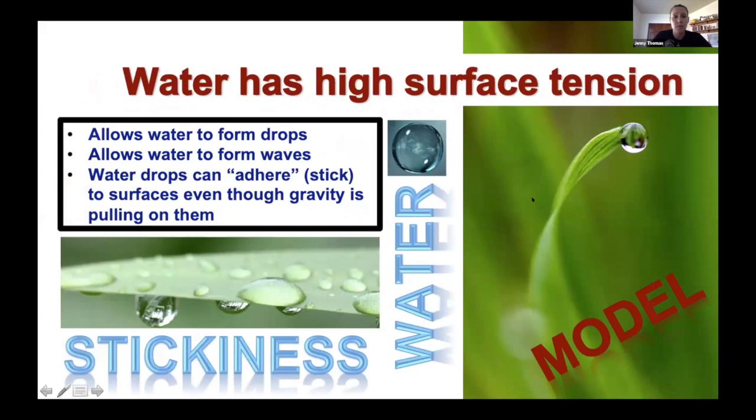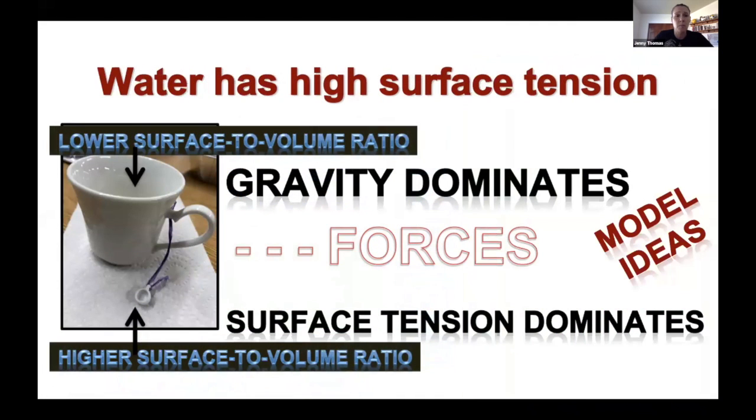Well, water has surface tension, and when we talk about smaller levels, it allows water to form drops. This surface tension allows water to form waves. Water drops can adhere or stick, and so that's the particle stickiness to surfaces even though gravity is pulling on them. These ideas are part of a conceptual model that if we understand these things, we can explain a lot of things about the world. And especially important, this idea that when we get really, really small, gravity no longer dominates.